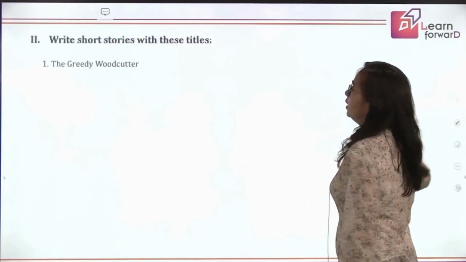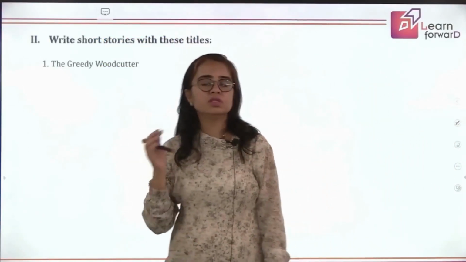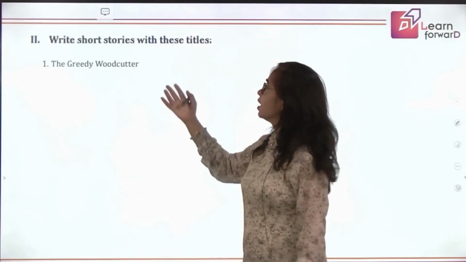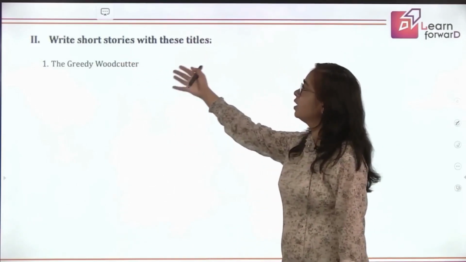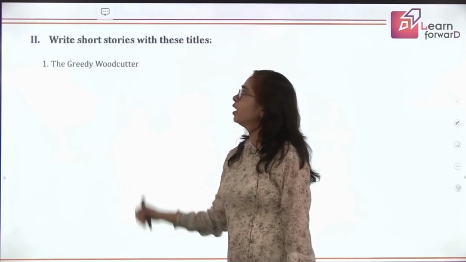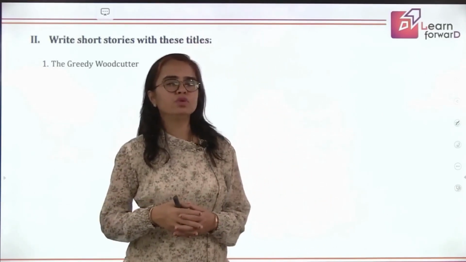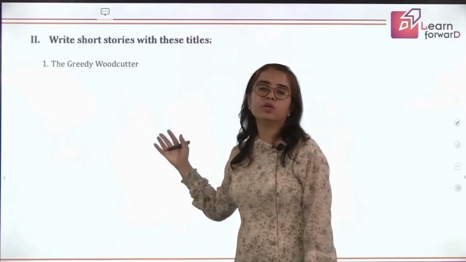Let's go ahead now. The second way I told you is the teacher can give you just a title of the story. So just think about it and then you can start writing. So here's an example for you. Write a short story with these titles. One of the stories you have to write is The Greedy Woodcutter. So have you heard about the story of a greedy woodcutter? Let me tell you the story and then you are going to write it yourself.